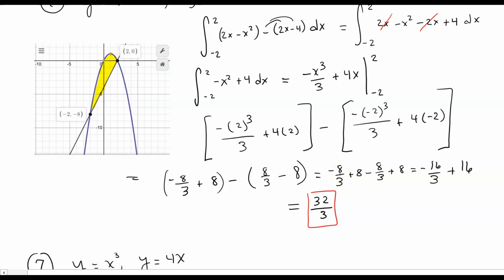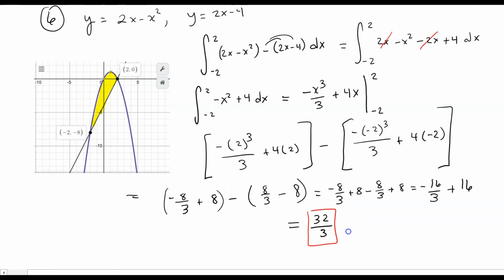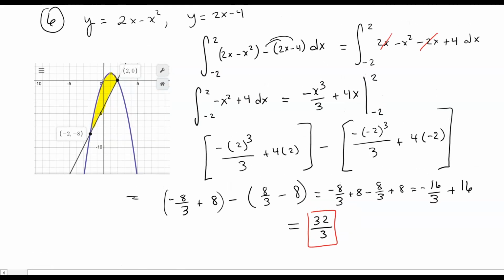Okay, so again, nice problem here. Applying this concept of finding the area between curves. Again, the graph wasn't supposed to be supplied. I've supplied it so that you can see the intersections and so that you understand what the limits of integration are.